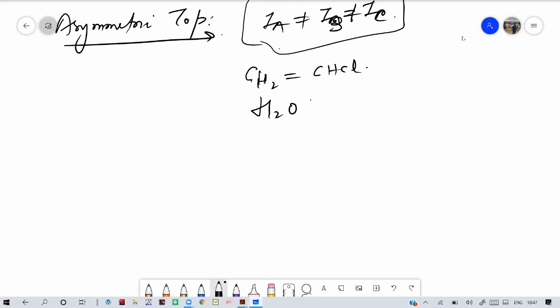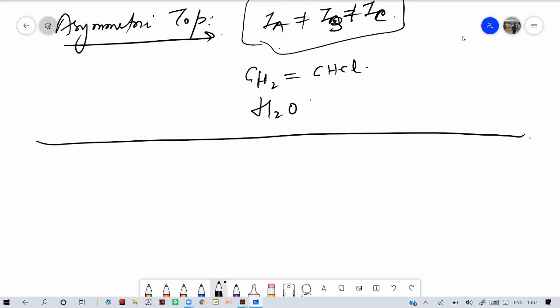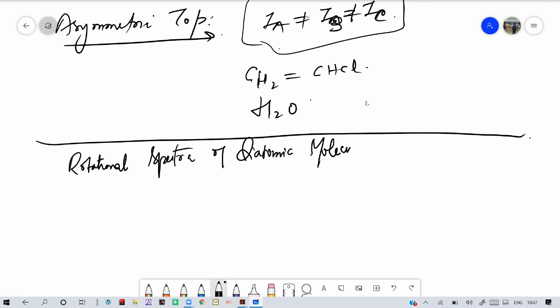Now these are different types of molecules, classified based on the moment of inertia. And now we will discuss our main topic, which is the rotational spectra of a diatomic molecule. To rotate a molecule, we need a definite amount of energy.